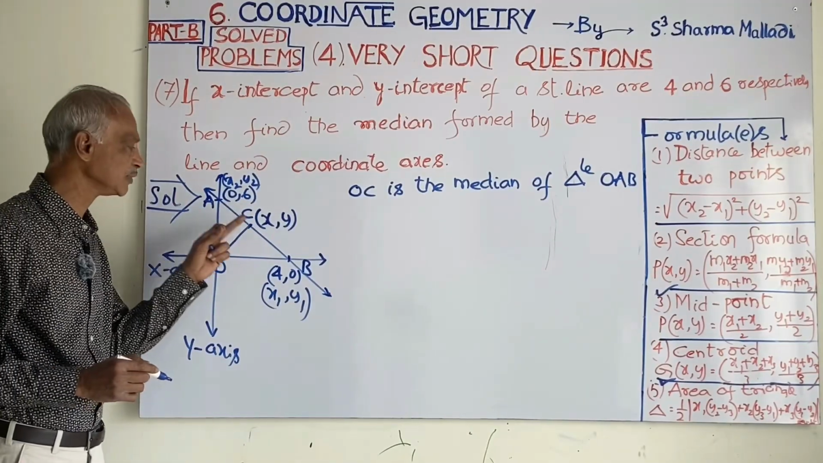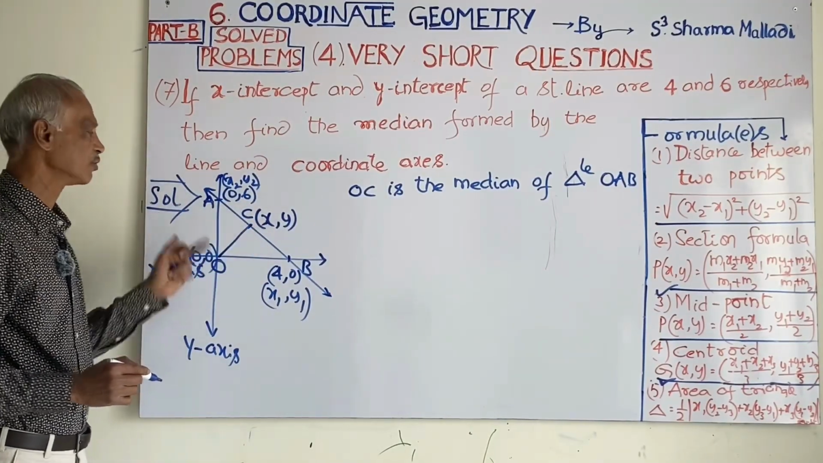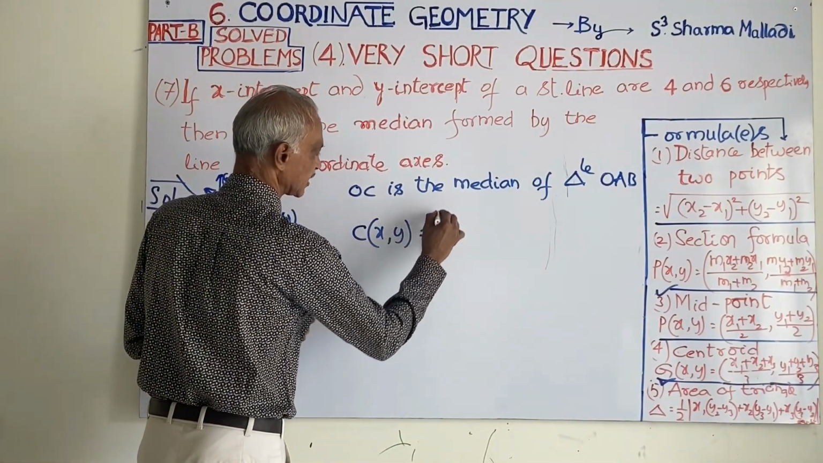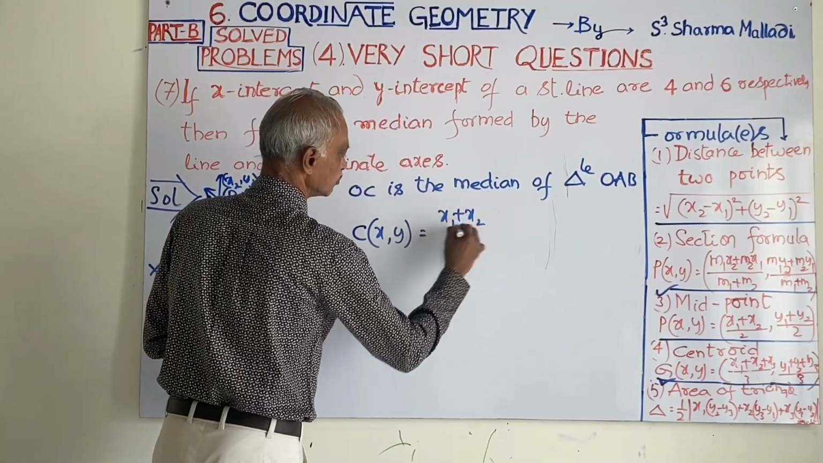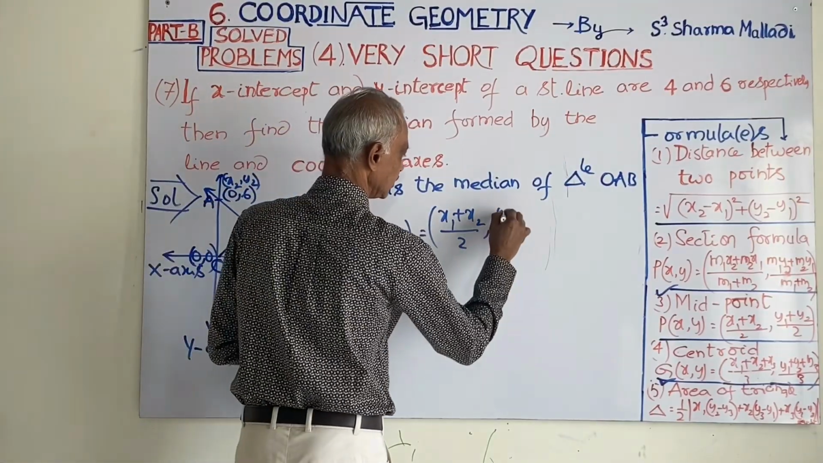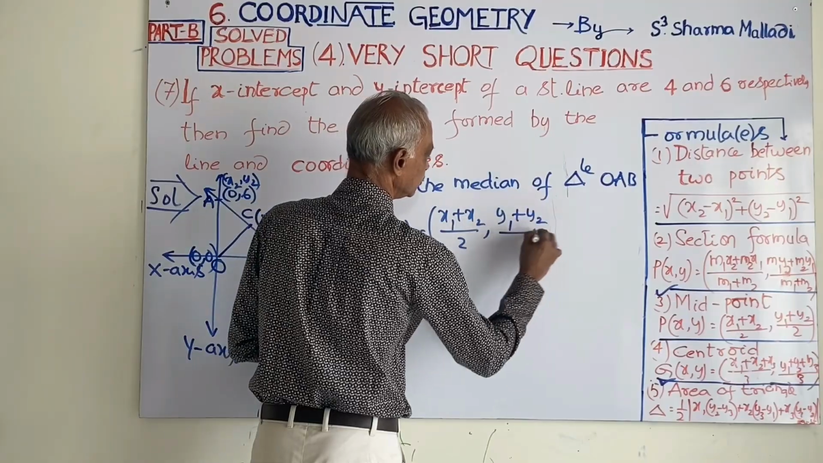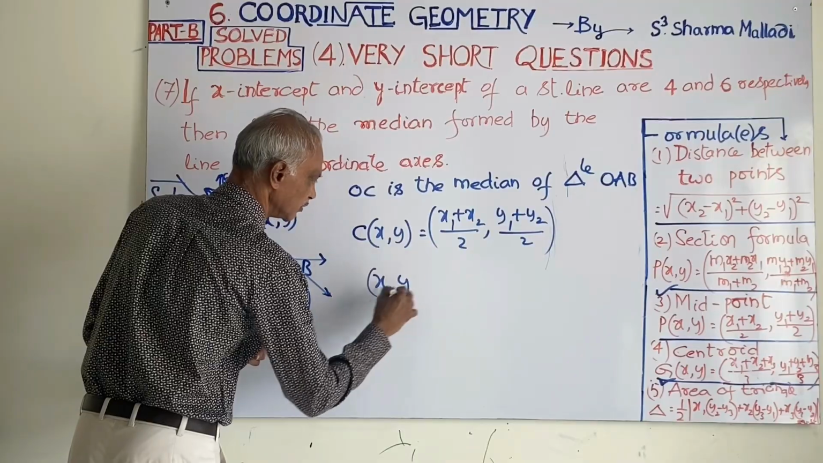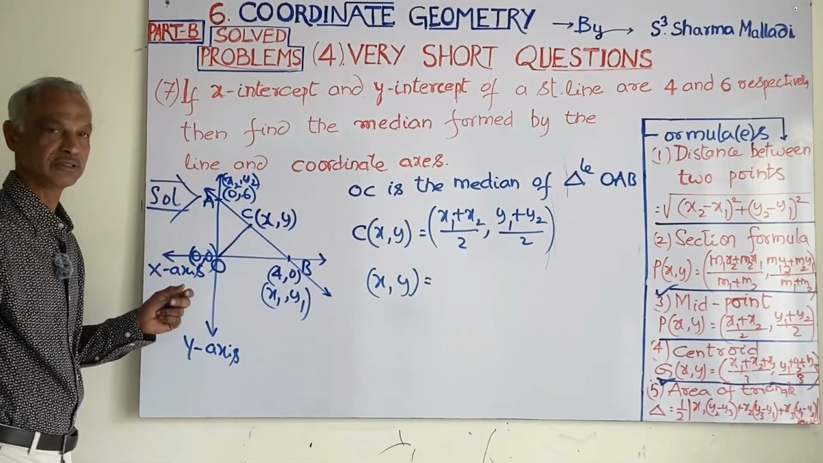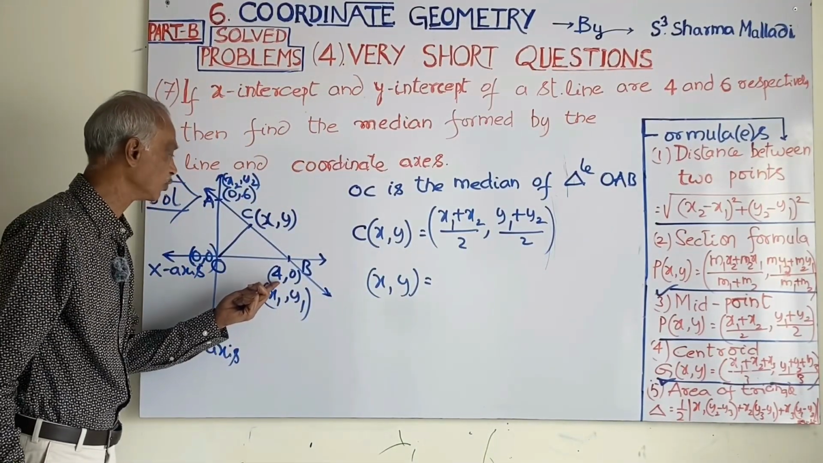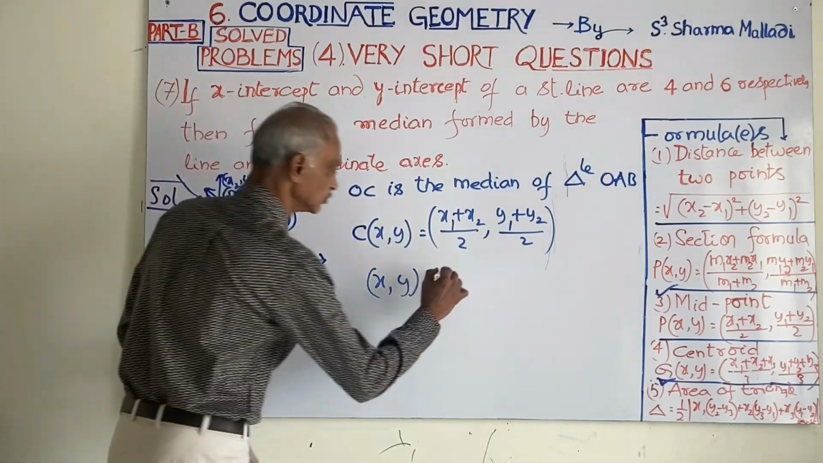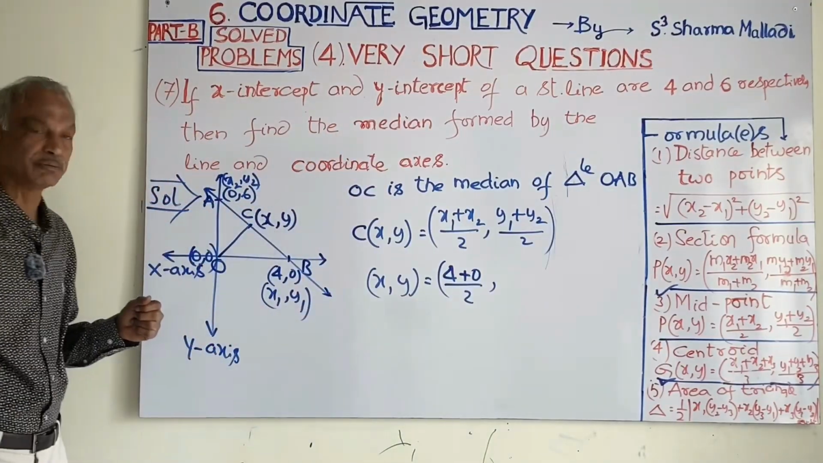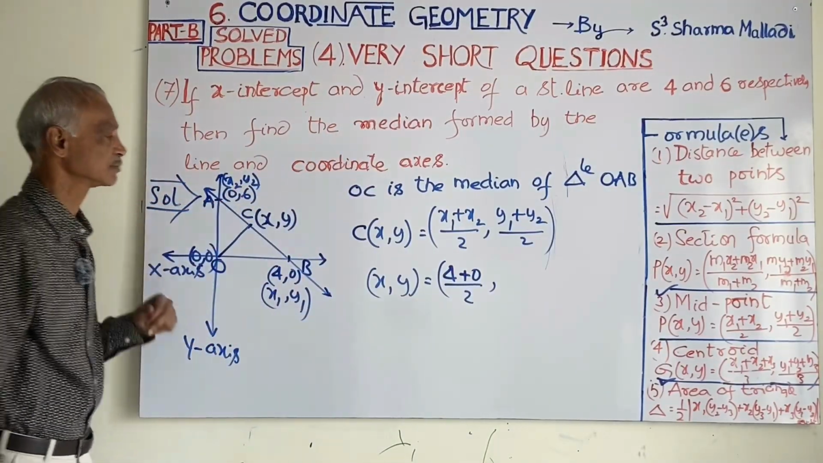First we have to find the midpoint, x and y. What is the formula for the midpoint? C(x, y) is equal to ((x1 plus x2) by 2, (y1 plus y2) by 2). We have to find the midpoint. (x1 plus x2) by 2 means (4 plus 0) by 2, comma, (y1 plus y2) by 2, (0 plus 6) by 2.